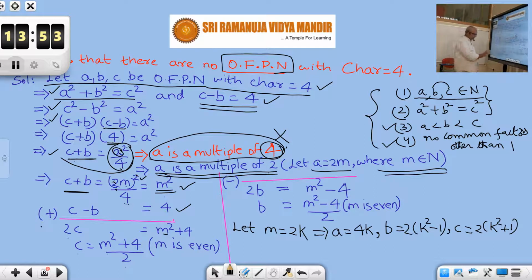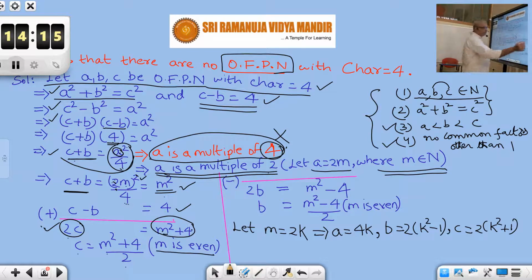So, what can you conclude at this stage? 2C is equal to m square plus 4. C is a natural number, so left hand side 2C is an even number, 2 into C. Therefore, right hand side m square plus 4 must be an even number. 4 is an even number. Therefore, m square must be an even number. Therefore, m must be even.